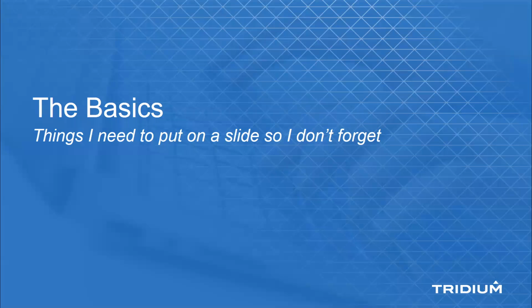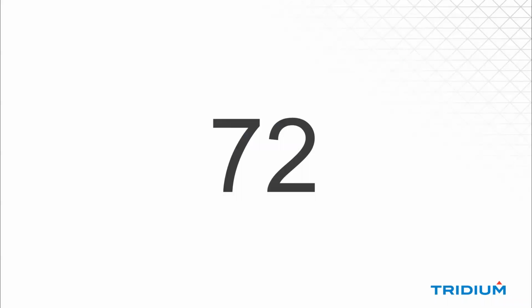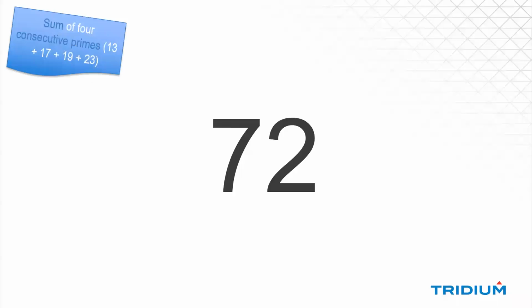So with that, let's take a look at the basics of tagging. Here we have a number, 72. We have no idea what that number is, right? We don't know what it means. We don't know what the scale is. So it could be anything, right?